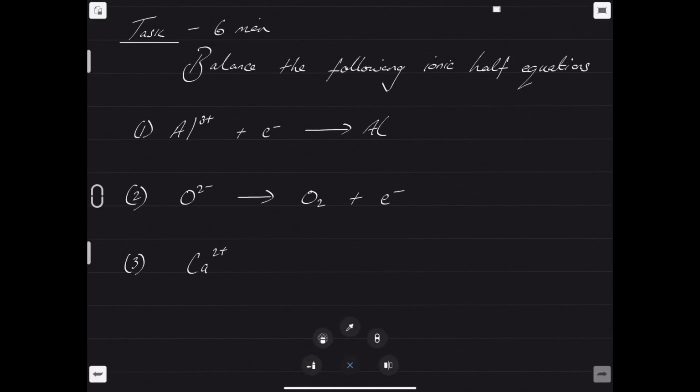I'm going to make this one a bit harder. Okay, so the third one, I've left out something. So it's not a case of balancing, it's a case of actually completing it fully and balancing it. So can you just pause the video here? Can you write out these 3 ionic half equations and balance and complete them as fully as possible? Don't worry about state symbols right now. I just want you to be able to balance these ionic half equations fully, or complete them fully and balance them.